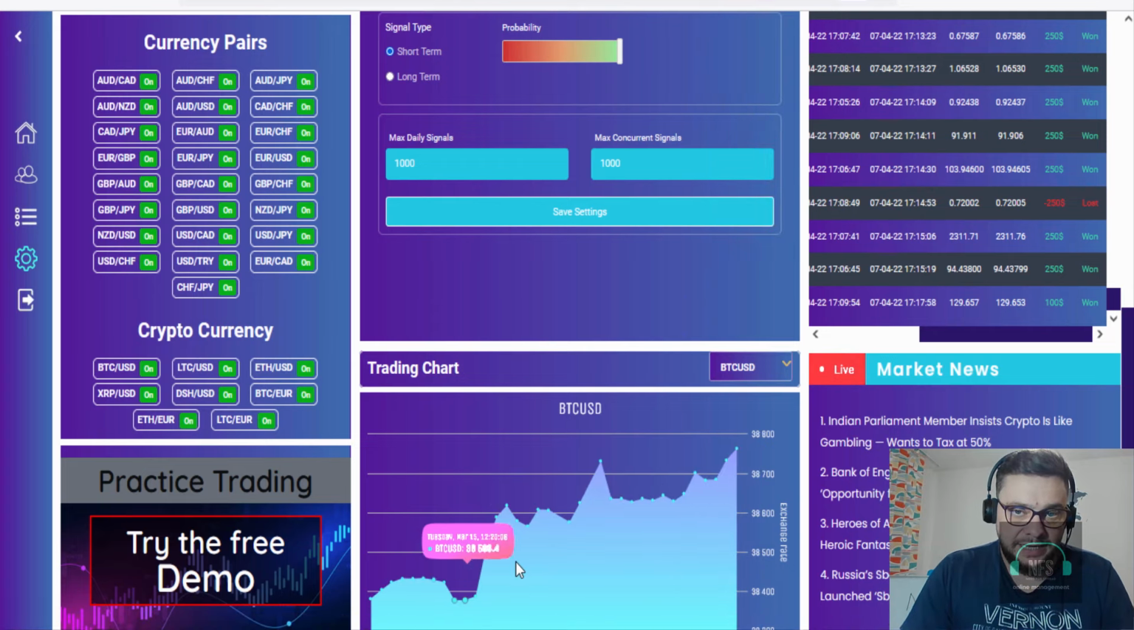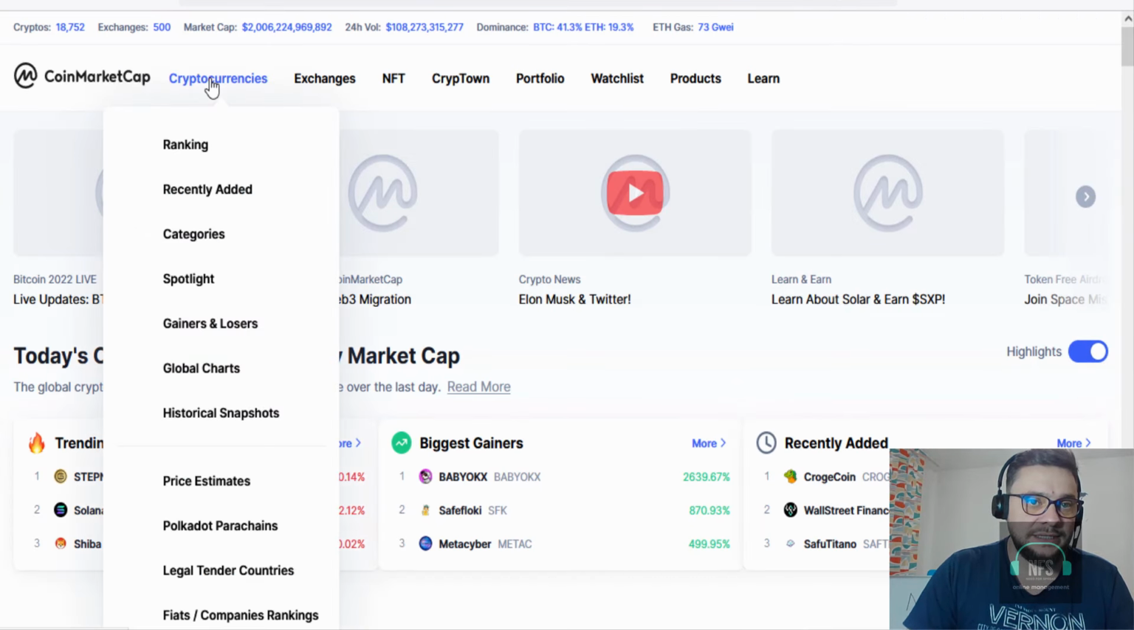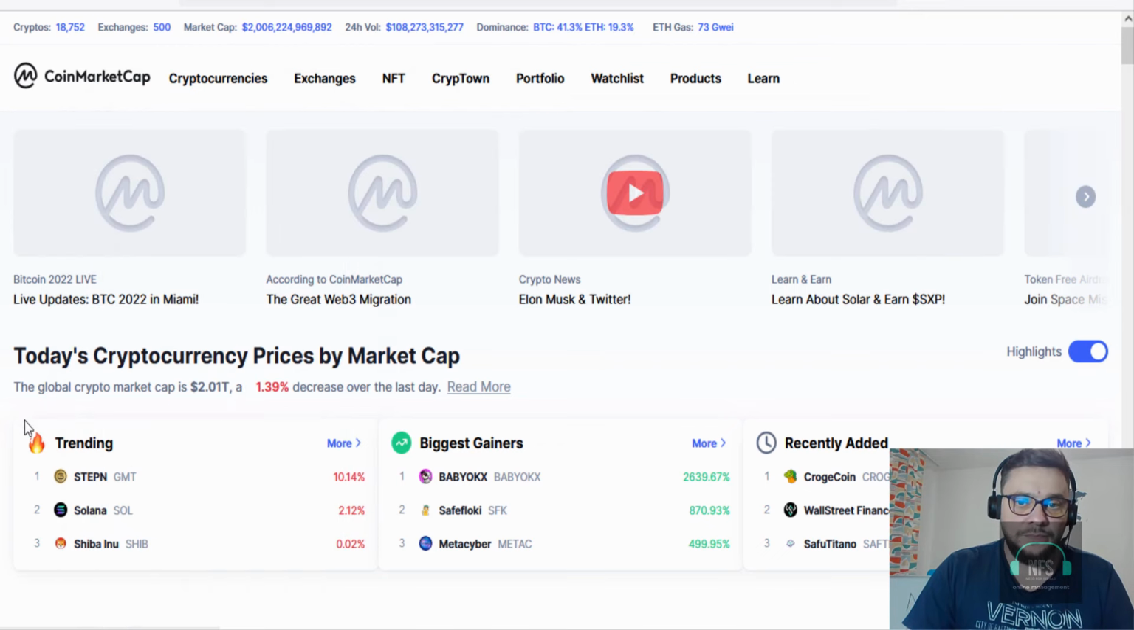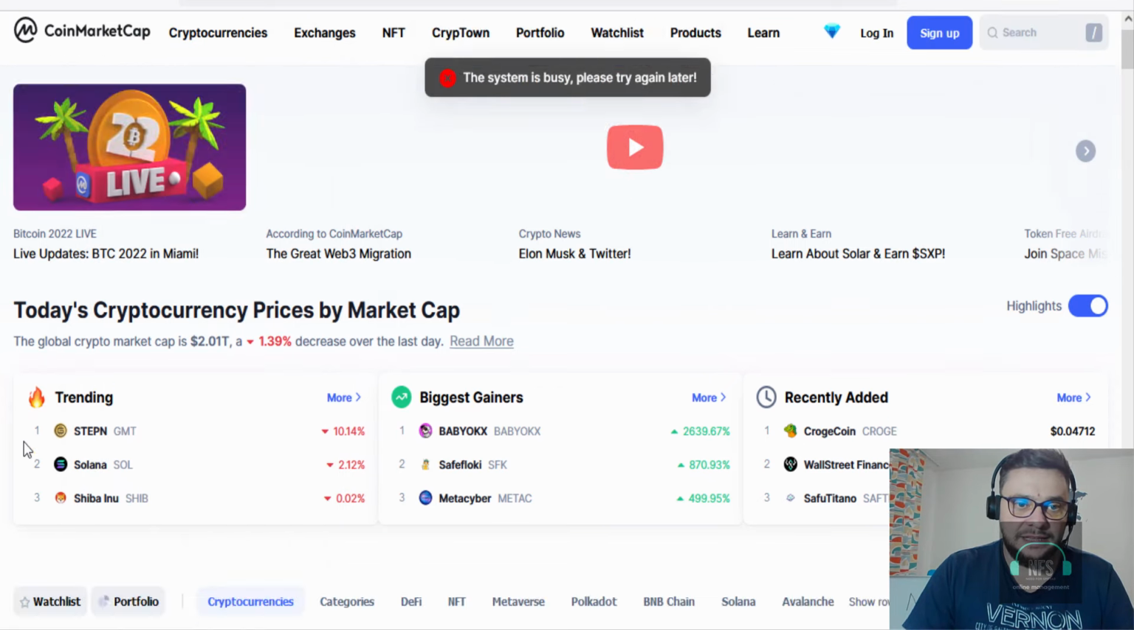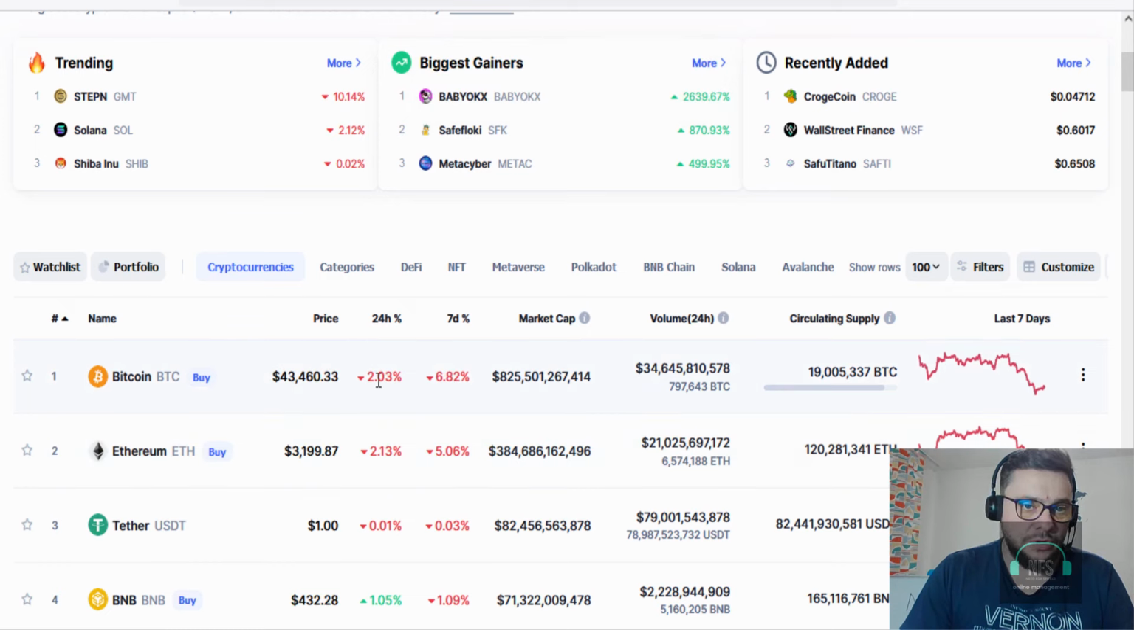Yes, and we have an uptrend here, as you can see. Let's check also to see what is happening with the cryptocurrencies right now, to see which is the trend. And as you can see, in the last 24 hours we have a decrease of 2.05%, and in the last 7 days a 6.84% decrease, but now it's going up a little bit.